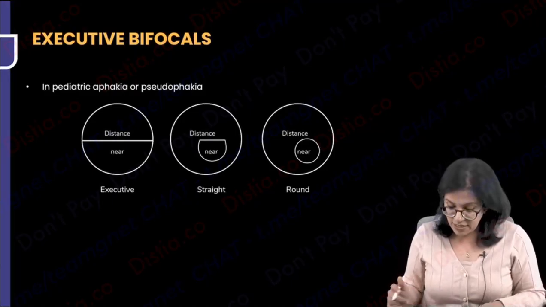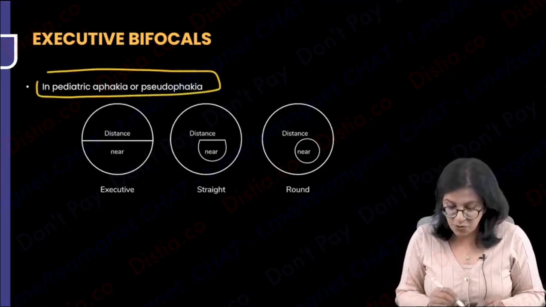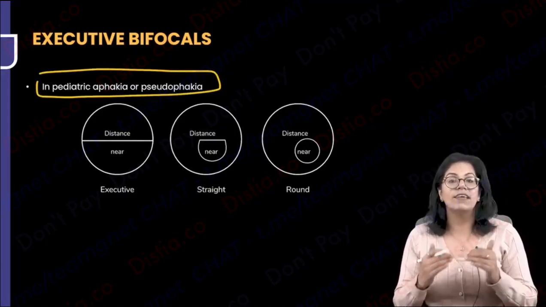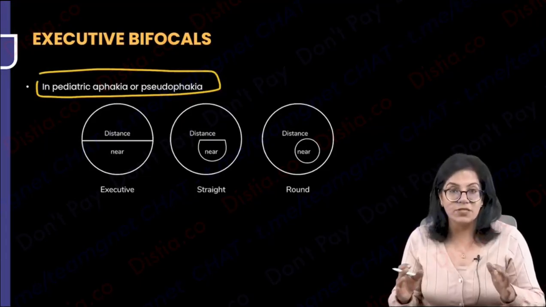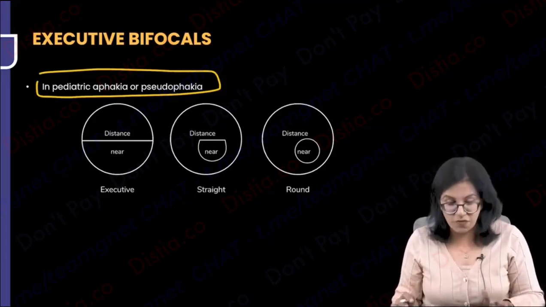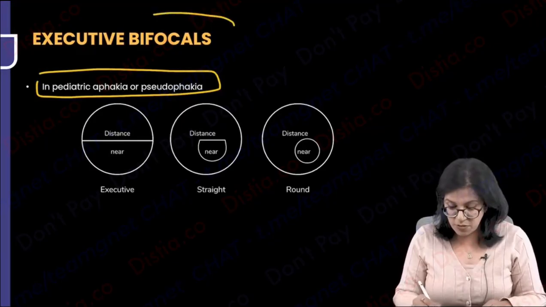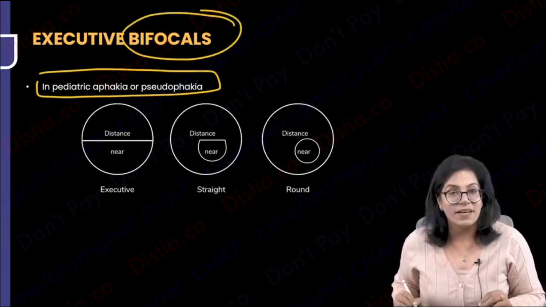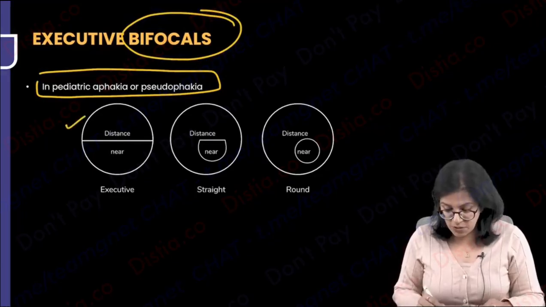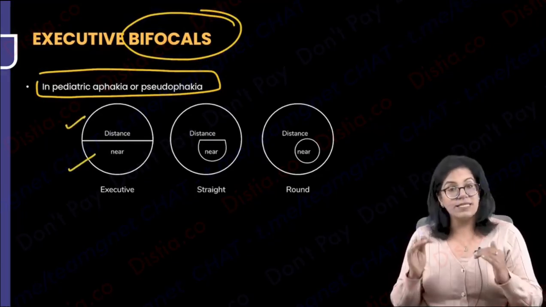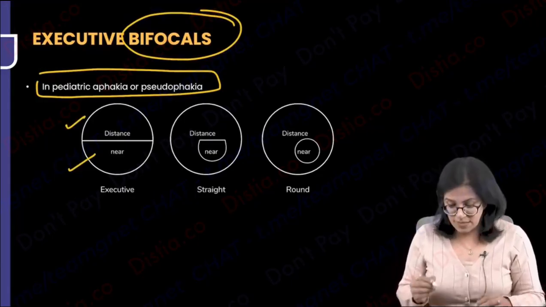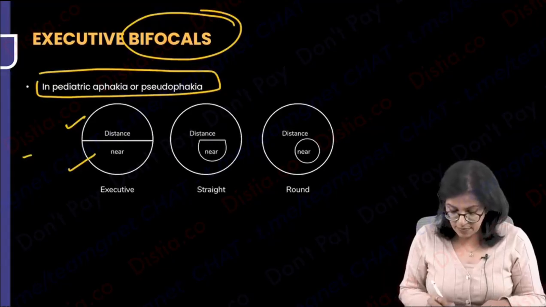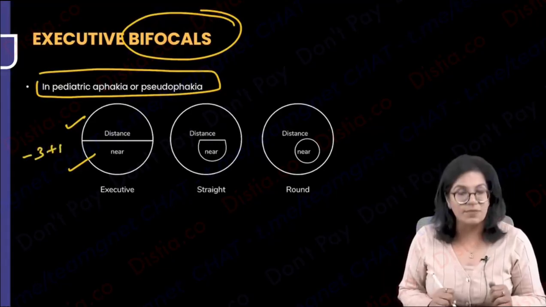That is why we are writing that, especially in a pediatric age group, whenever you are giving a correction and you know that there is no accommodation, the patient has been aphakic or pseudophakic, we should always go for bifocals, right? So bifocals which has both distance and near correction. Please remember, near is added to the distance. You got it? Suppose a near correction of +1 and there is -3. So -3 + 1, something like this.